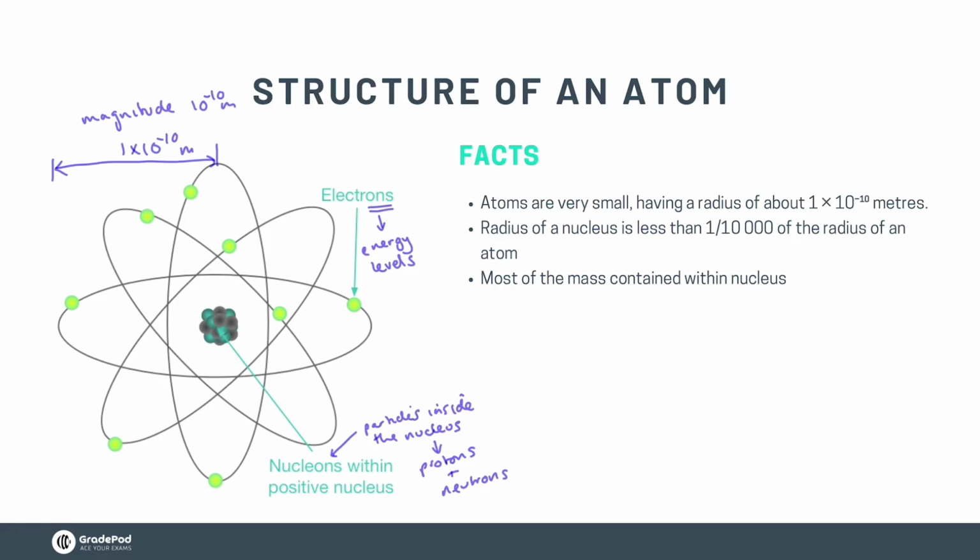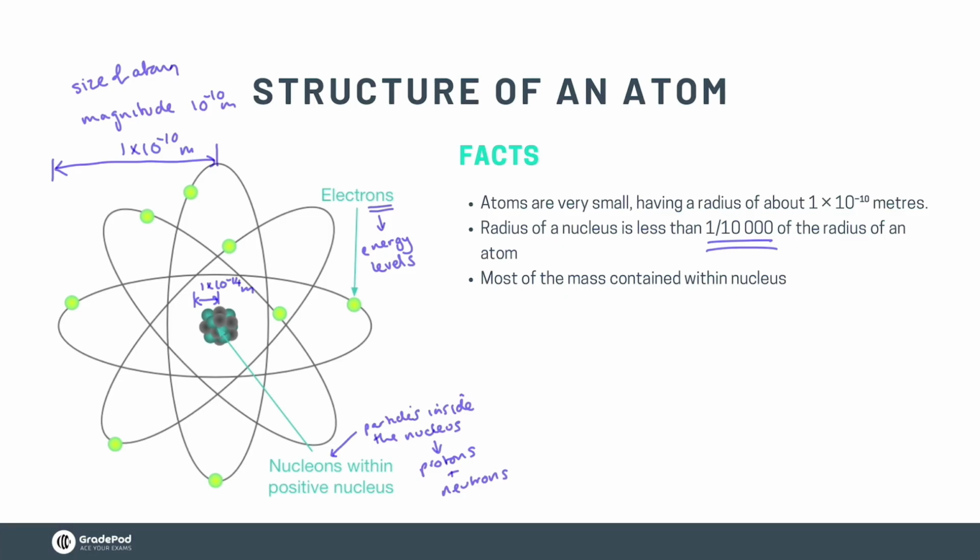So whilst the diameter of this atom is 2 × 10⁻¹⁰, we say that the size of the atom is a magnitude of 10 to the minus 10. What becomes interesting is that actually this nucleus is much smaller. This nucleus is 1 times 10 to the minus 14 meters. It's 1/10,000th of the radius of an atom.